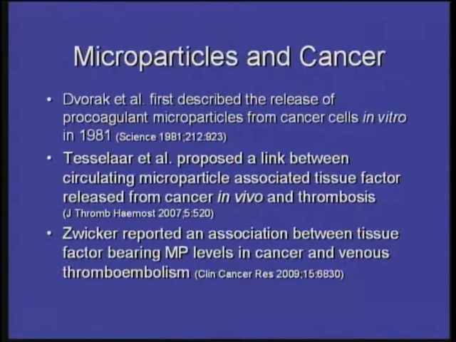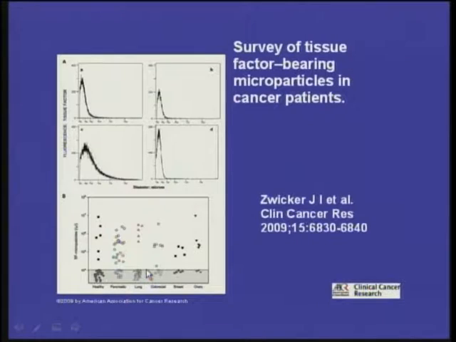In cancer, microparticles have been around for quite a while. All the way back to 1981, it was described in vitro that cancer cells would shed little fragments of themselves. More recently, a link was proposed between circulating tissue factor coated microparticles in cancer and thrombosis. Another study linked tissue factor bearing microparticles in cancer and venous thromboembolism. And this is a slide from that study.